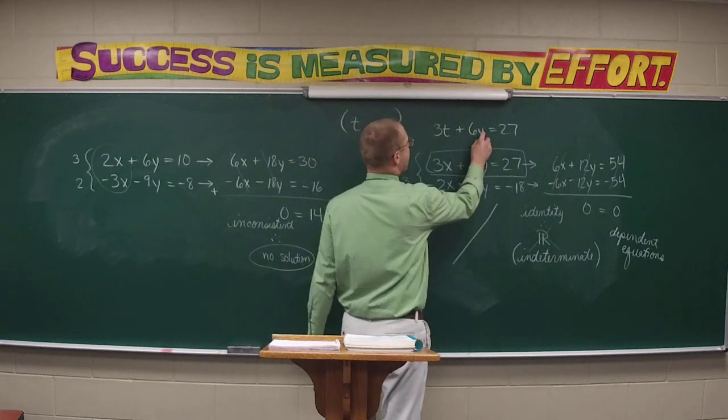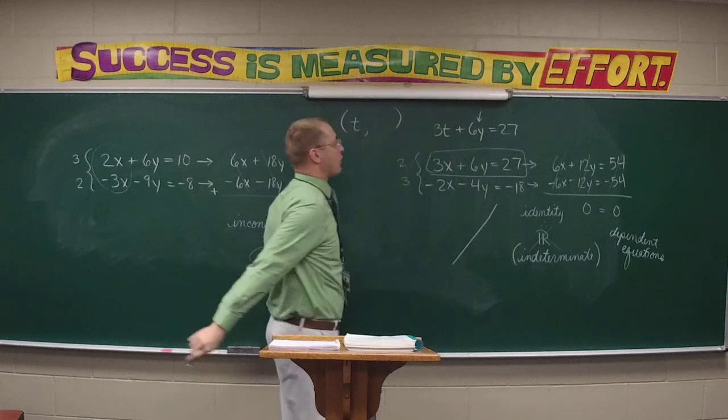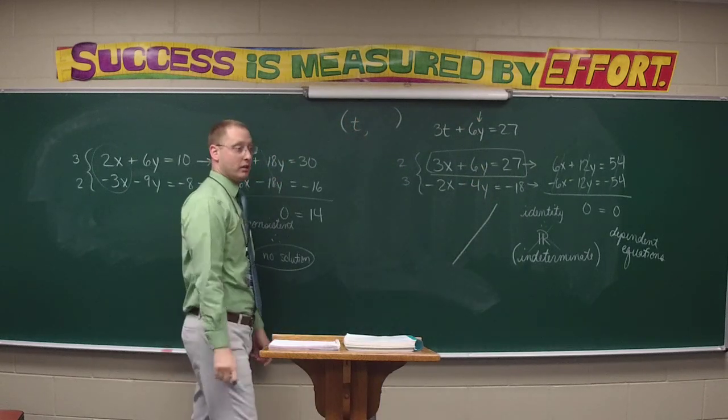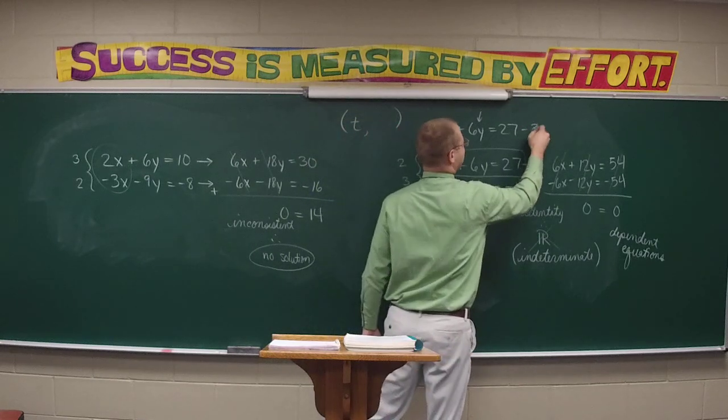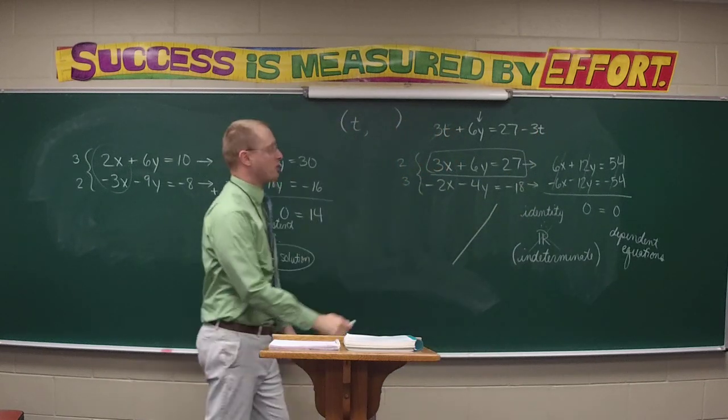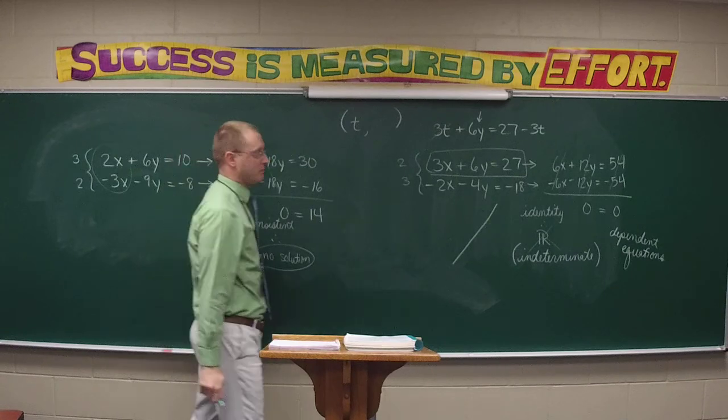Well, if I want to get y by itself, first class, we got to ditch the 3t as a negative. It's less attached, remember, so we're going to get rid of the 3t first, and then divide everything by 6.